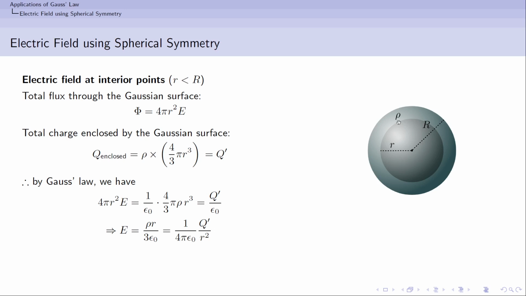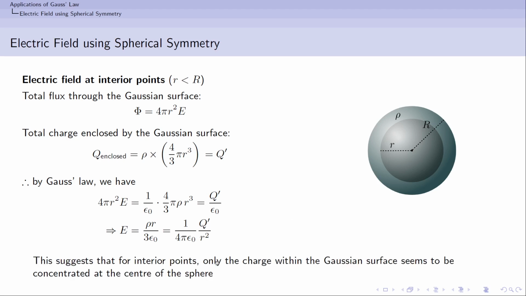So that means for points which are inside, I might as well take the charge which is enclosed inside this Gaussian surface, remove it, and take a point charge which is equivalent, having the same value as the charge inside this, and put it at the center. It makes no difference because this is basically the electric field due to a point charge. So this suggests that for interior points, only the charge within the Gaussian surface seems to be concentrated at the center of the sphere.